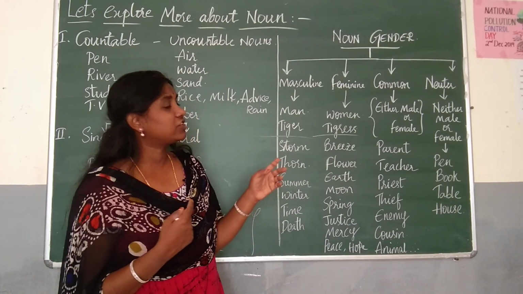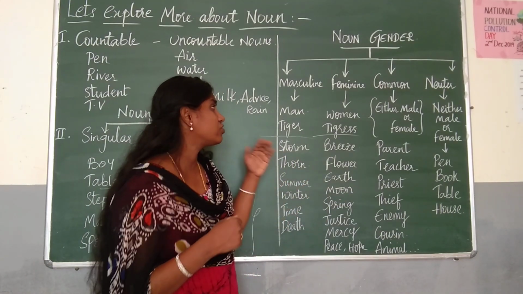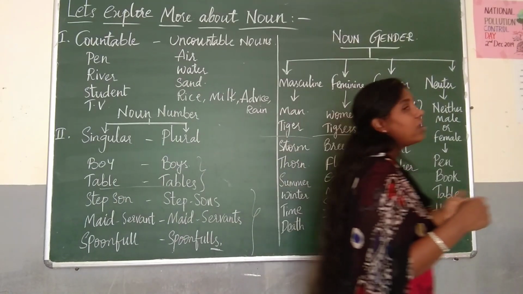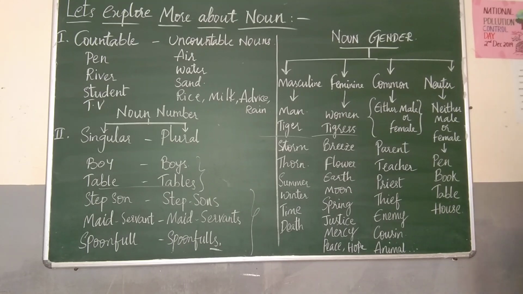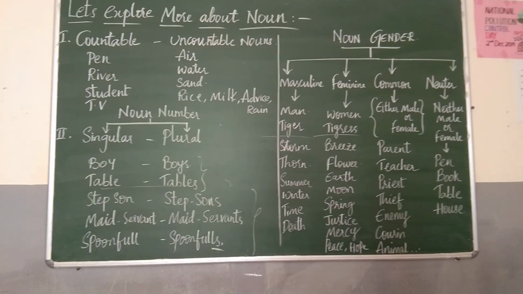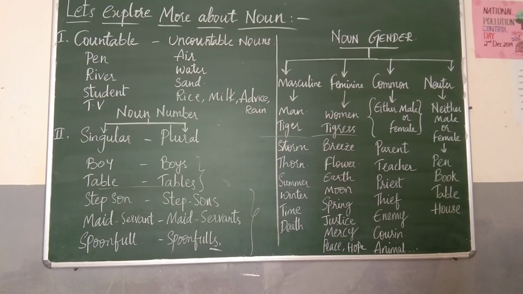Next comes common gender and neuter gender. So I hope I am clear with masculine and feminine gender. Let's go on with common and neuter gender. Before that, I just want you all to take a screenshot of this immediately so that you can make a note of all these points in your classwork. That's why I moved aside. I hope you all have taken a screenshot of this.